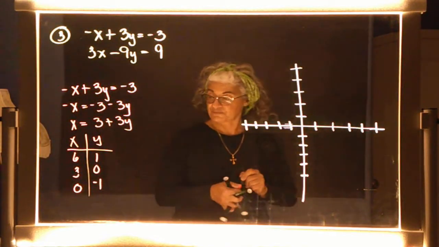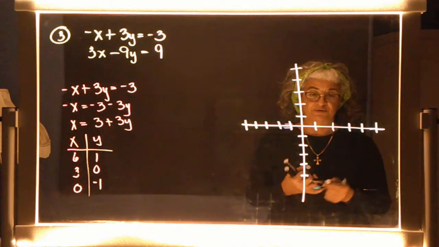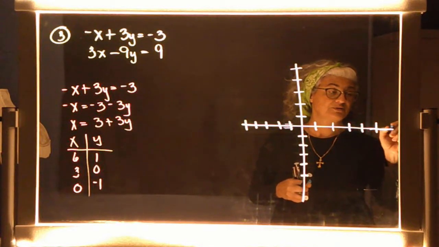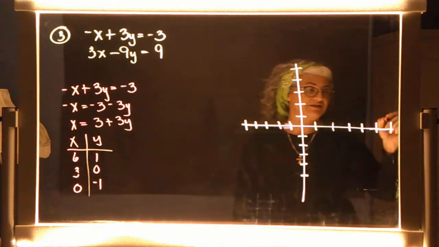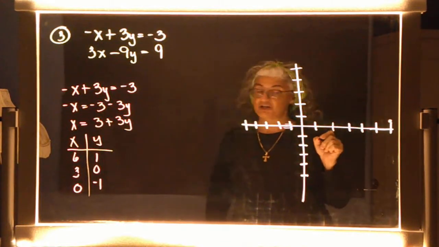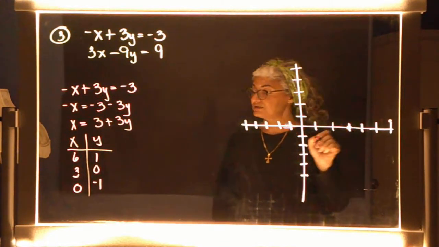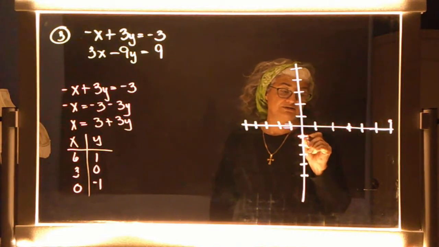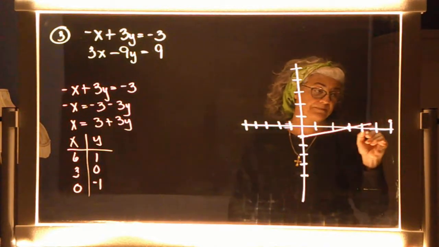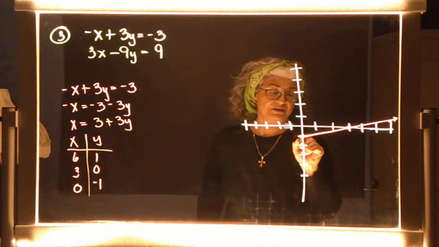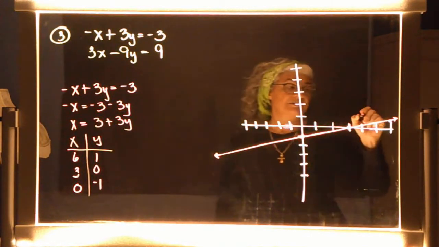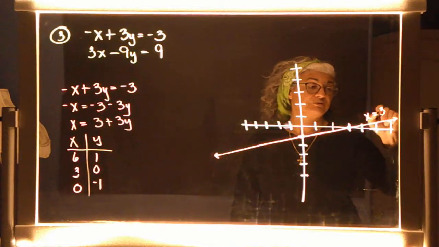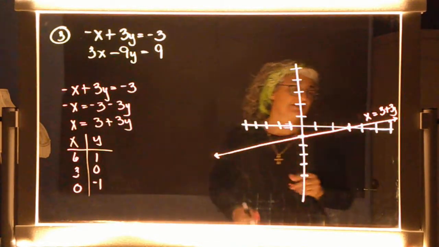Excellent. Oops, I think we're going to have to extend this one a little bit. That's okay. There we go. Okay, so 6, 1, 3 and 0, and 0, -1. All right. There is, got it. And this line is the x equals 3 plus 3y line.